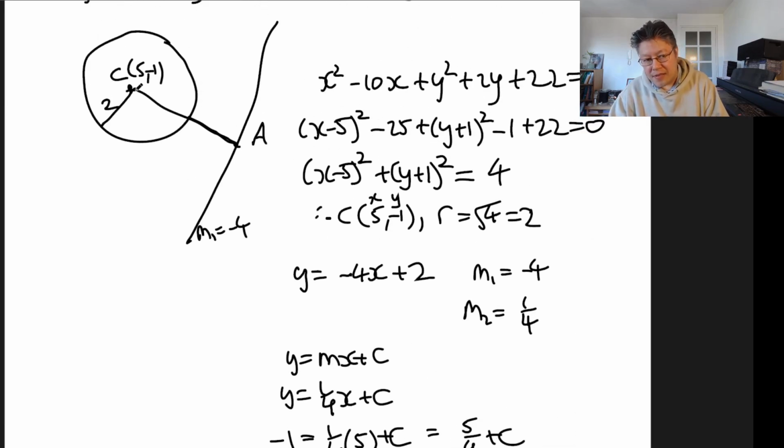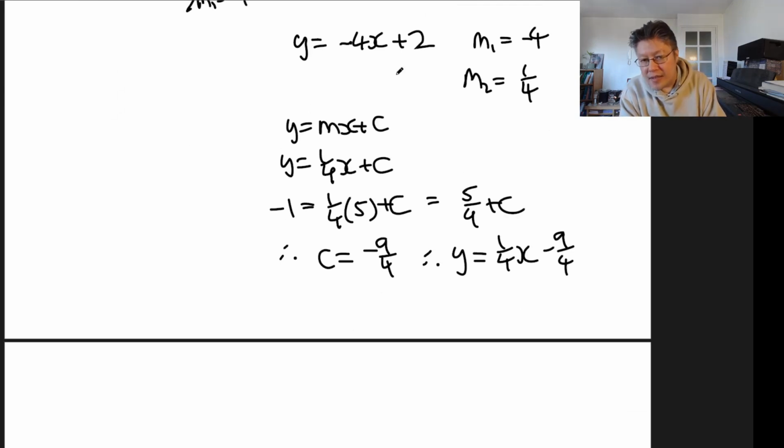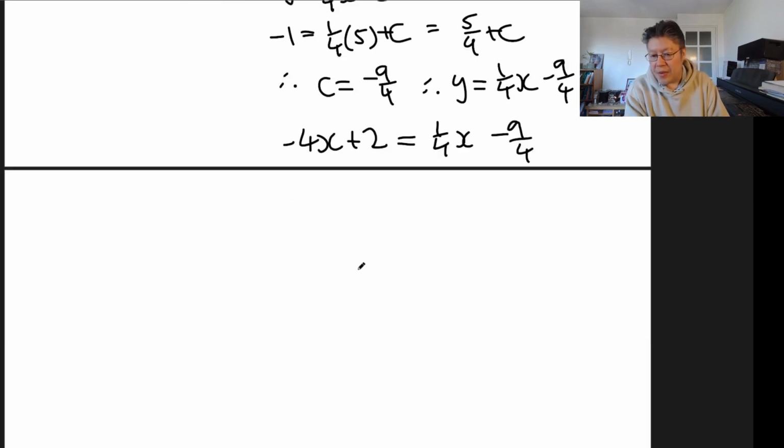So that's this line here, and we have the original line here, so we can now solve simultaneously to get this point A. So here's the original line and here's the perpendicular line. Since they're both equal to y, we can simply equate them and we can set the x's equal to each other. So we're going to get minus 4x plus 2. That's this one here, and that should equal this one over here. So that's equal to 1/4 x minus 9/4. And we can solve this.